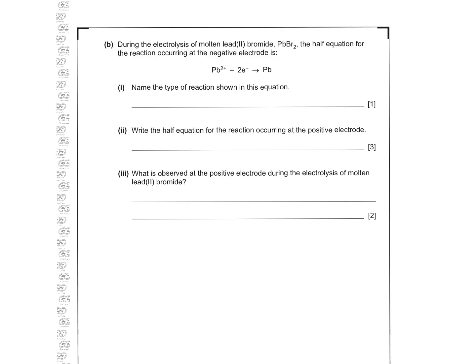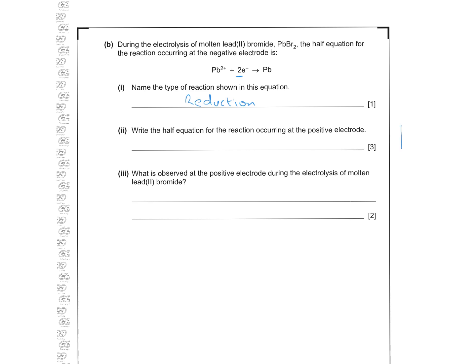Part B. Name the type of reaction shown. Well, the lead-2 ions are gaining electrons, and reduction is the gain of electrons. So this is a reduction reaction. Part 2, write a half equation for the reaction occurring at the positive electrode, that's the anode. So lead ions go to the cathode, that's where reduction always happens. Oxidation occurs at the anode.